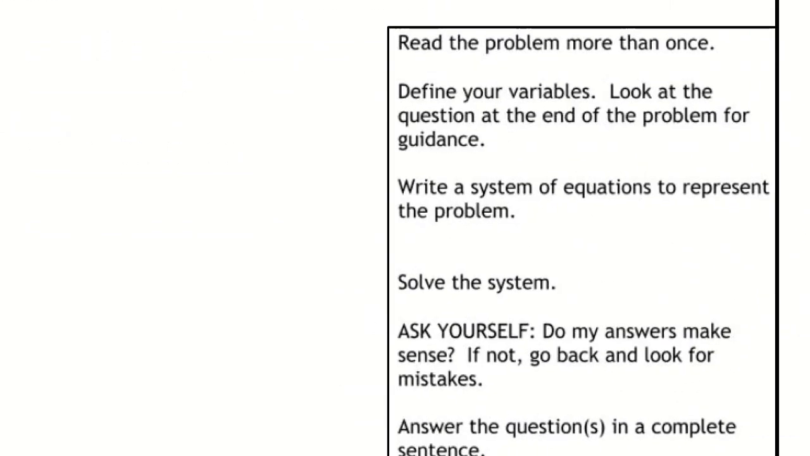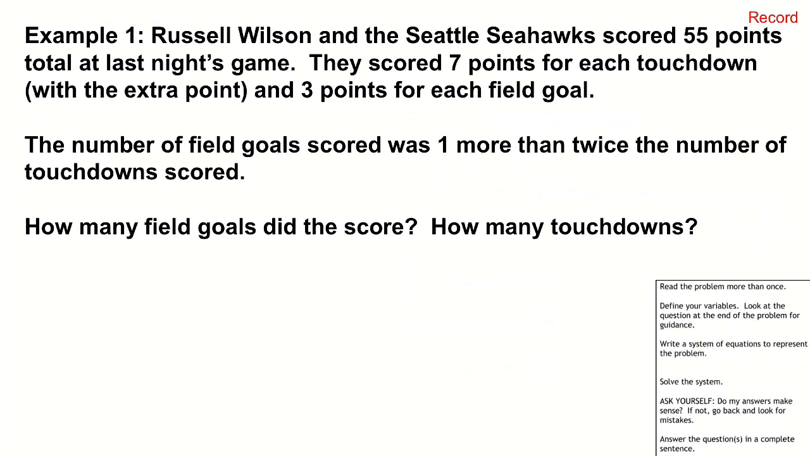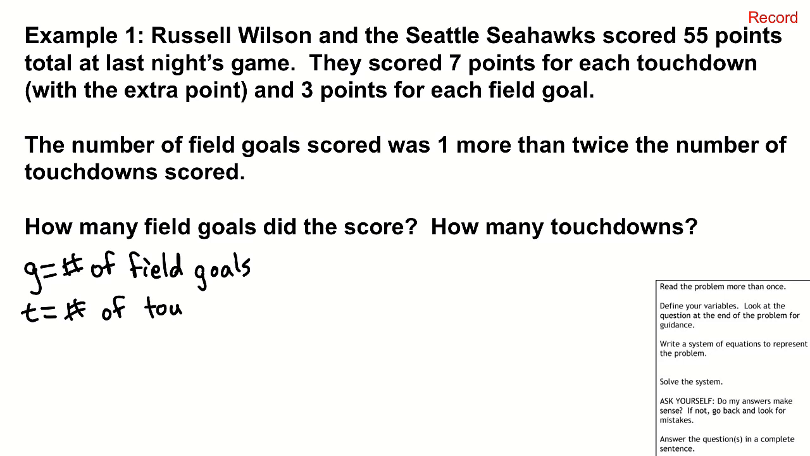Define your variables. Look at the question at the end of the problem for guidance. So, how many field goals did they score? How many touchdowns? So, we're going to define our variables. I'm going to use G for field goals, the number of field goals, let's say. And I'm going to use a T for the number of touchdowns.